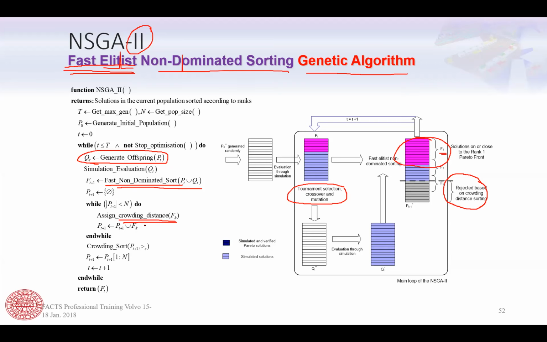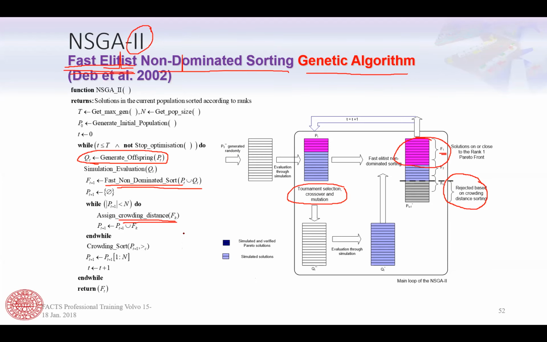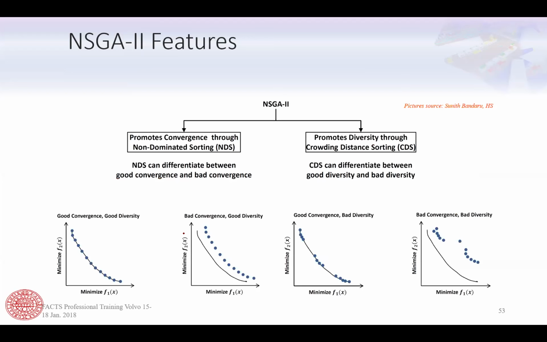Crowding distance was a new invention compared to the first version of NSGA, which was just a genetic algorithm combined with non-dominated sorting. So what does this crowding distance mean? We go to the next slide. I think I told you something wrong. I told you the paper was 2012. The paper was actually 2002, so it's already 20 years.